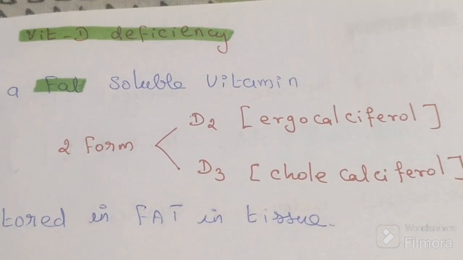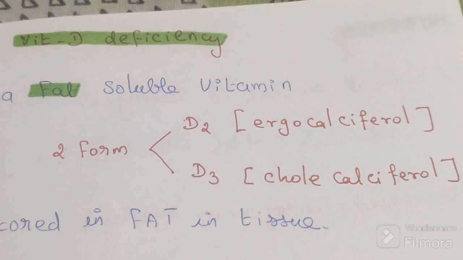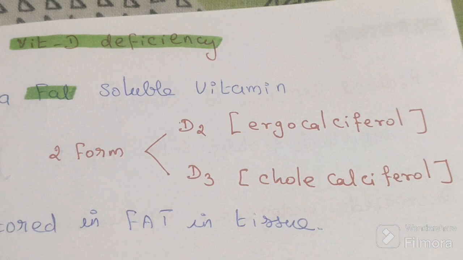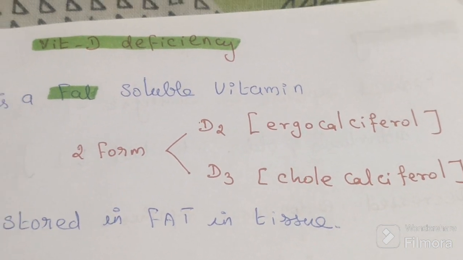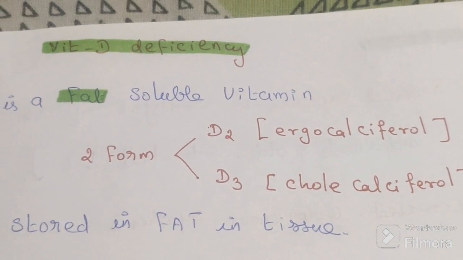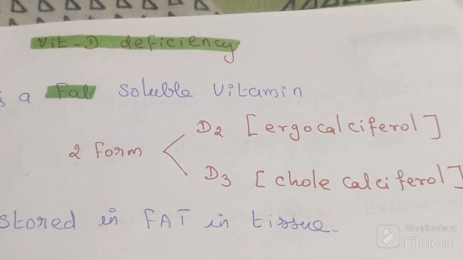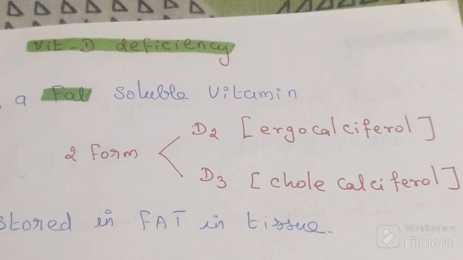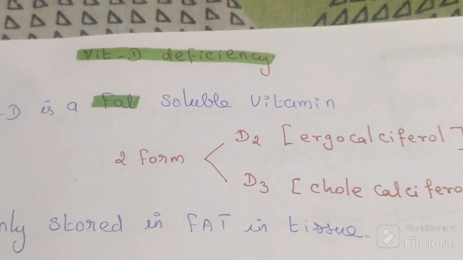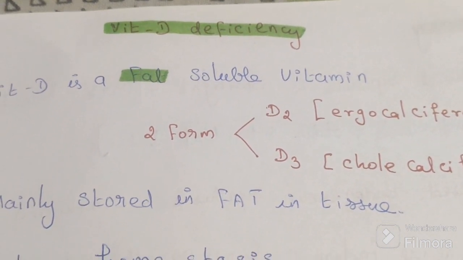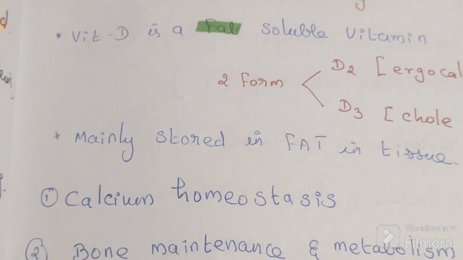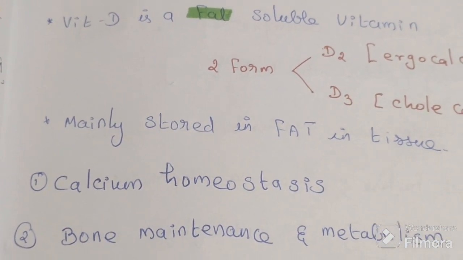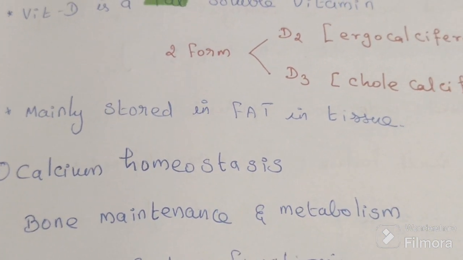Vitamin D2 is also called ergocalciferol. Vitamin D3 is also called cholecalciferol. So vitamin D exists in two forms, D2 ergocalciferol and D3 cholecalciferol. Vitamin D is mainly stored in fat tissue.